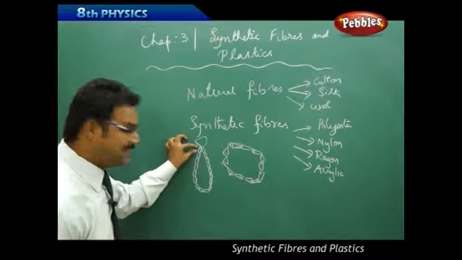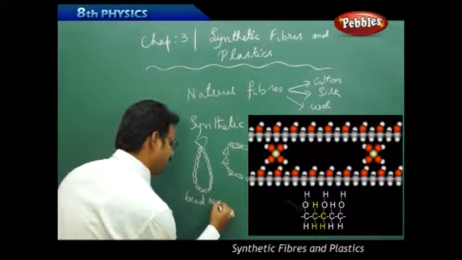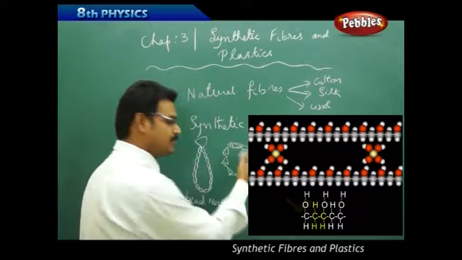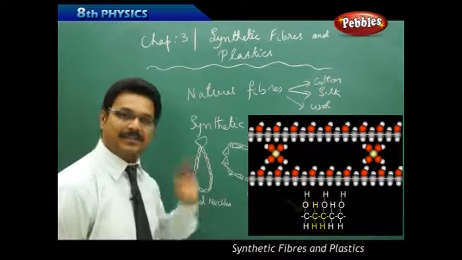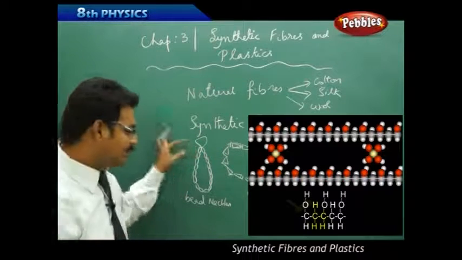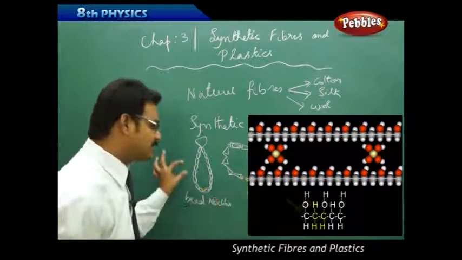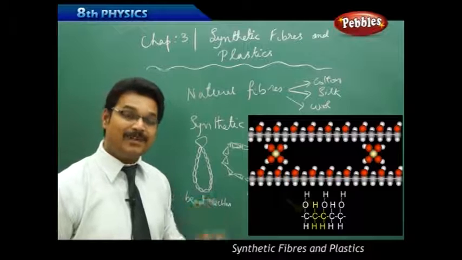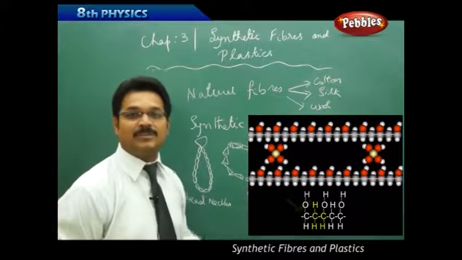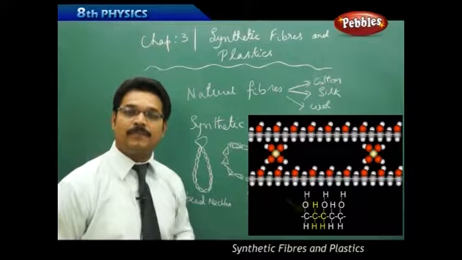Similarly, here also the beads are units. So this is a bead necklace. This is a paper clip structure. Both have similarities. The similarity is the unit is repeating. Here also the unit is repeating. Here the unit is a bead, here the unit is a paper clip. And with the repetition of units, you are getting the structures. In a similar fashion in synthetic fibers also, inside the fibers, the components are arranged in this way.